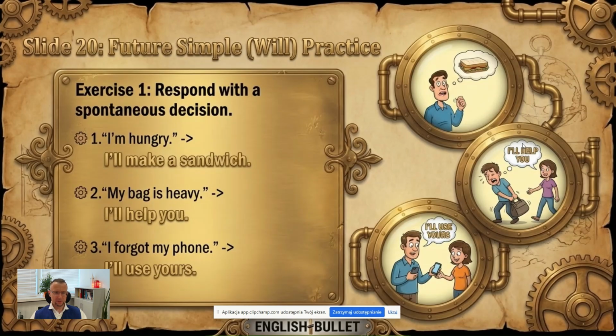Respond with a spontaneous decision. I'm hungry. I will make a sandwich. Okay, I'm hungry. I feel it. Okay, I will make a sandwich. Spontaneous decision. I just decided. My bag is heavy. I will help you. It's the offer of help.